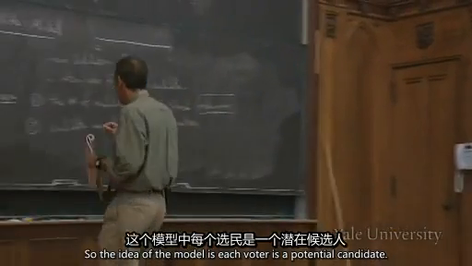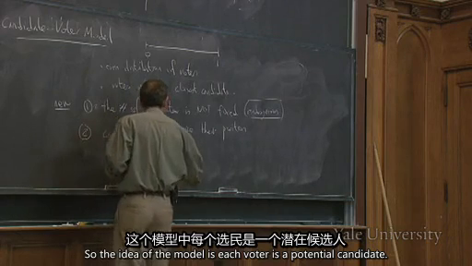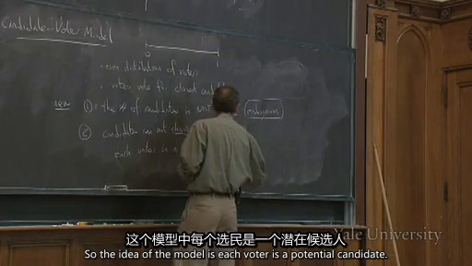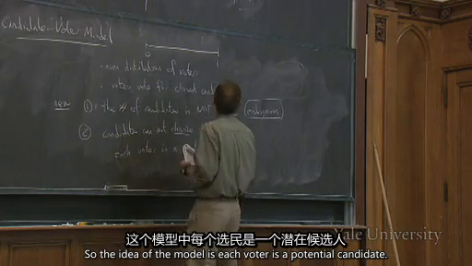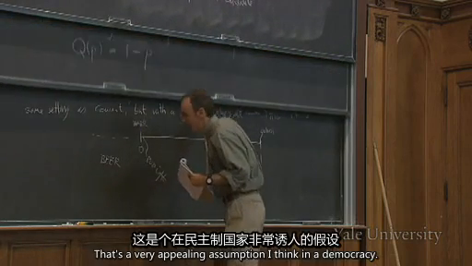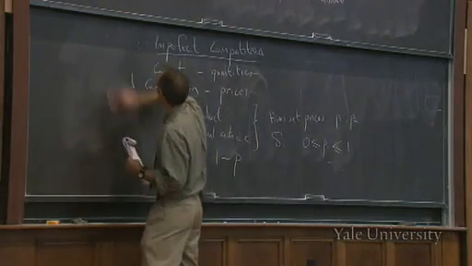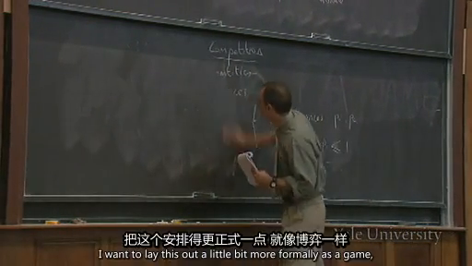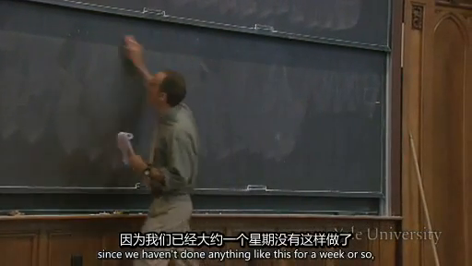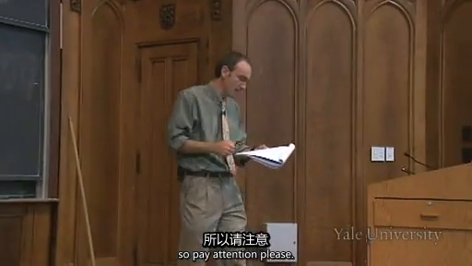So the idea of the model is each voter is a potential candidate. All right, that's a very appealing assumption, I think, in a democracy. So what I want to do is lay this out a little bit more formally as a game, and then, since we haven't done anything like this for a week or so, we're going to play the game. All right, so you're about to play this game, so pay attention, please.